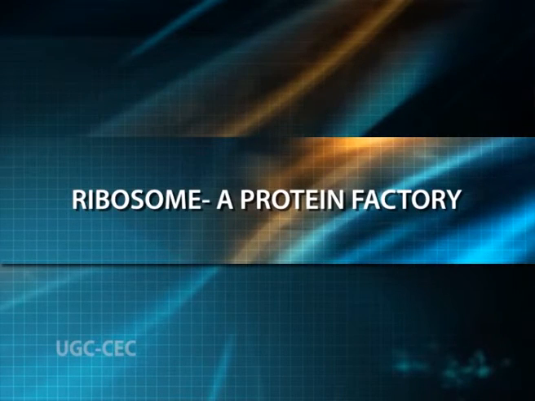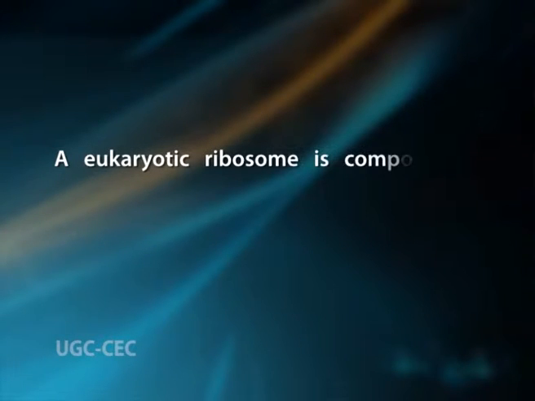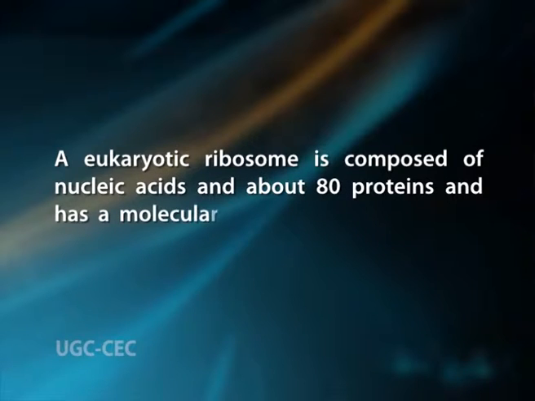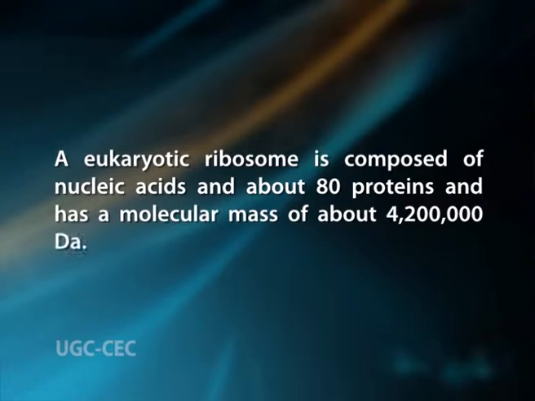Ribosome, a protein factory. A ribosome is basically a very complicated but elegant micro machine for producing proteins. Each complete ribosome is constructed from two subunits. A eukaryotic ribosome is composed of nucleic acids and about 80 proteins and has a molecular mass of about 4,200,000 Daltons. About 2/3 of this mass is composed of ribosomal RNA and 1/3 of about 50 plus different ribosomal proteins.